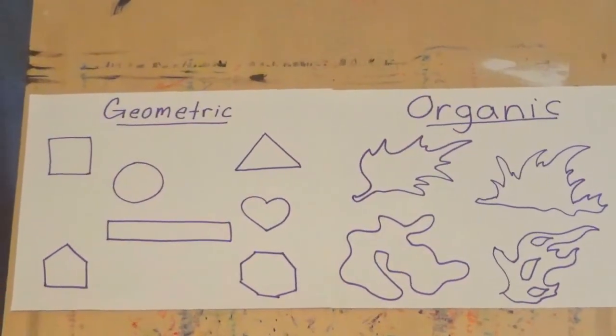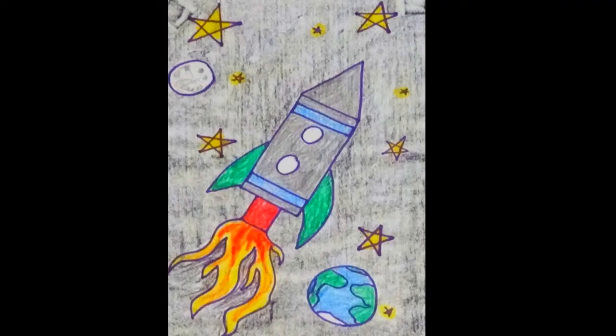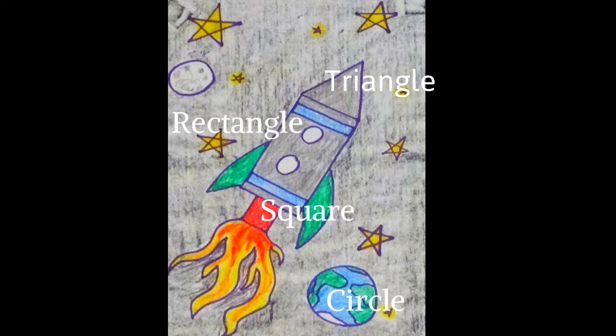So today we are going to use 1 or 2 organic shapes, but mostly geometric. Can you spot which shapes are geometric and which shapes are organic in this picture? Because in just a minute you're going to draw them. So here's one. We've got the triangle for the nose of the rocket, a rectangle for the body of the rocket. We have a circle for our Earth, and there's another one up there for the moon. There's a couple other circles. A square for where the fire comes out of the rocket. Can you spot any more?